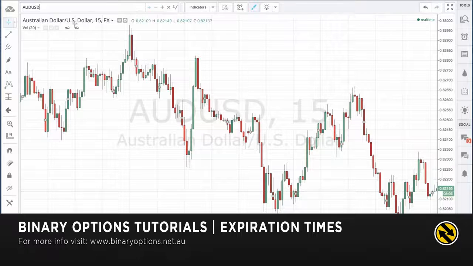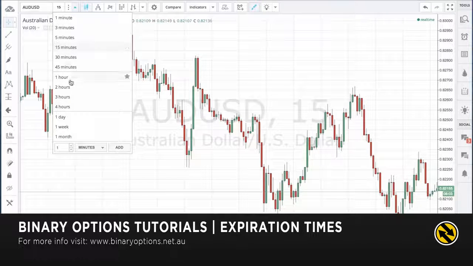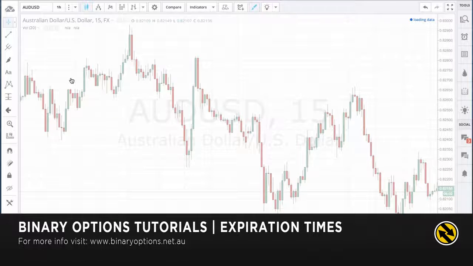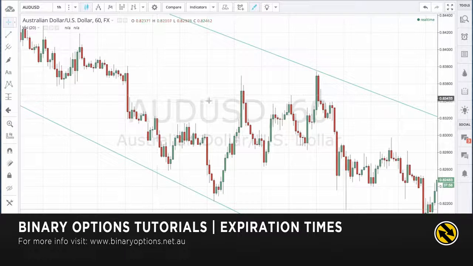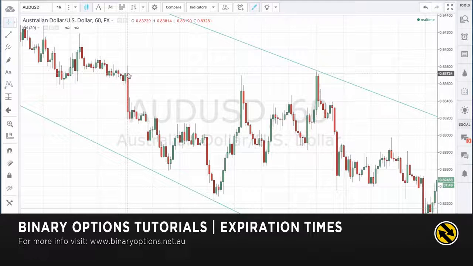And obviously changing the time frame means that the candles also represent that particular time frame of collecting data. So this particular candle opened up at a particular price and then 1 hour later closed at a particular price.